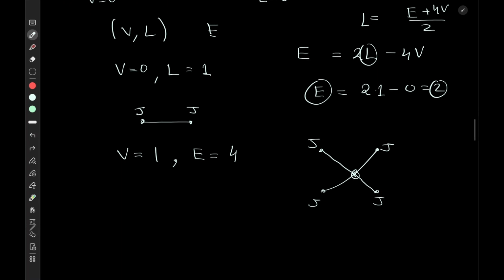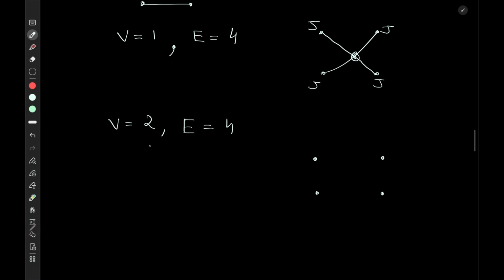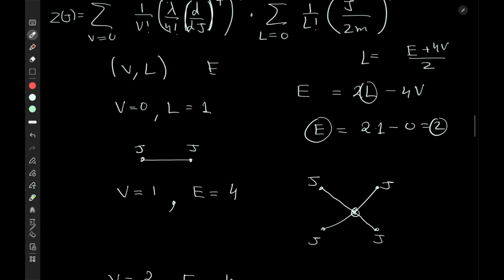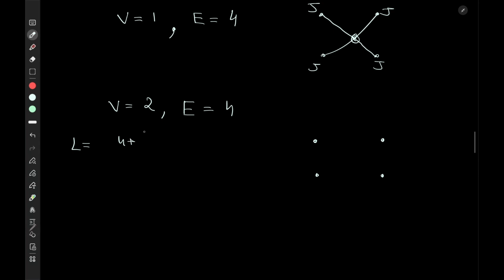Okay, let's consider another example. Let's make it a little bit complicated. Let's say we have 2 vertices this time, and let's say again we have, I don't know, 4 external points. So again we have 1, 2, 3, 4 sources from which lines should emerge. We have 2 vertices this time, and the number of lines allowed are E plus 4V by 2, as we see here. So that is 4 plus 4 times 2, which is 8, over 2, which is 6. So there will be 6 lines in this graph.